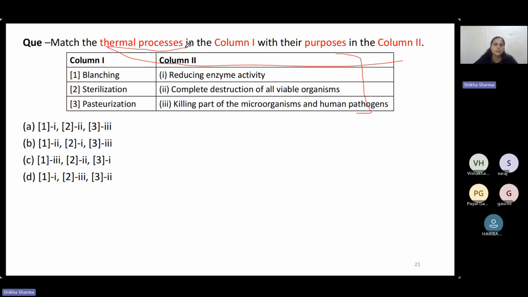So match the thermal process which is in column 1. In column 1 you have many thermal processes like blanching, sterilization and pasteurization. In column 2, their purposes are given, like reducing enzyme activity, complete destruction of all the viable organisms, and then killing part of the microorganisms and human pathogens. So this is a very easy question. We already discussed some parts. We discussed pasteurization and blanching already. Just sterilization we didn't discuss so far. So A, C, A. Okay.